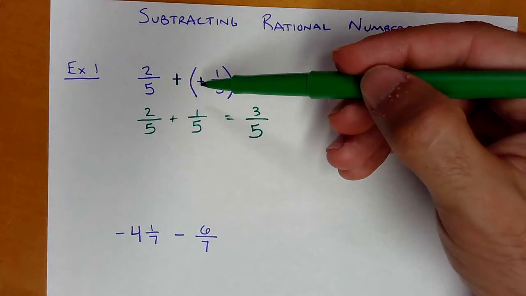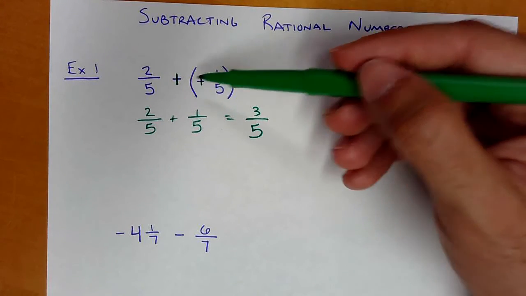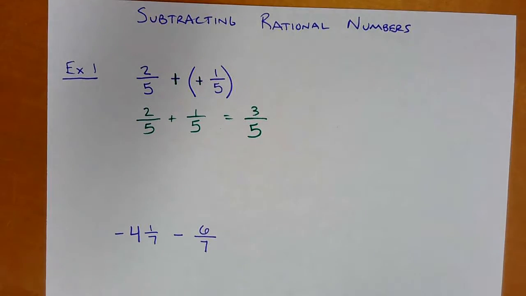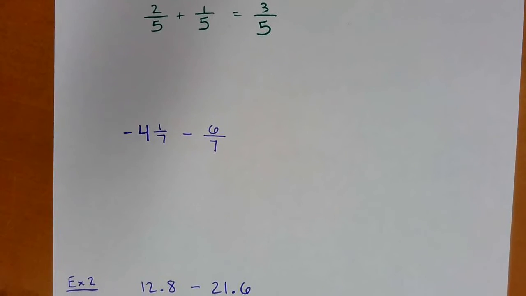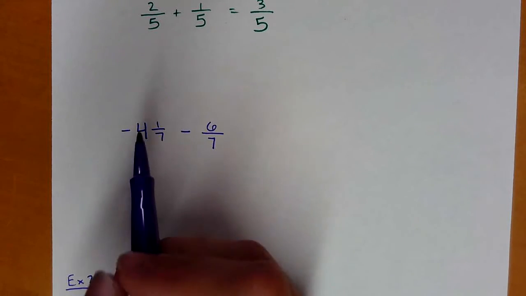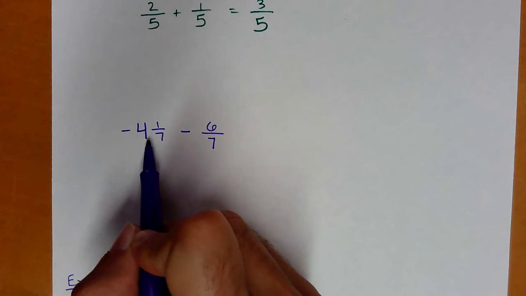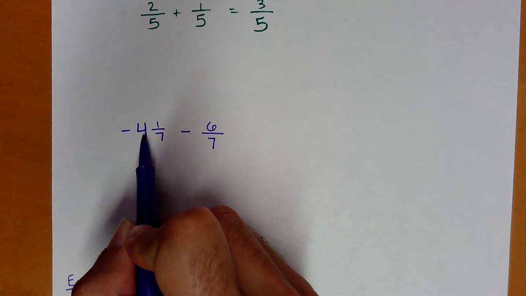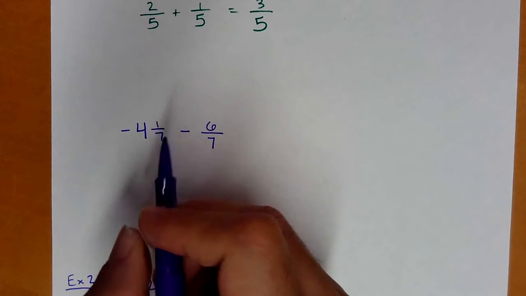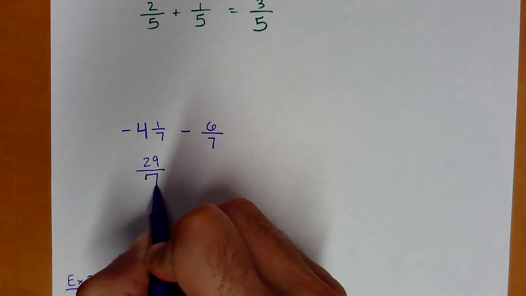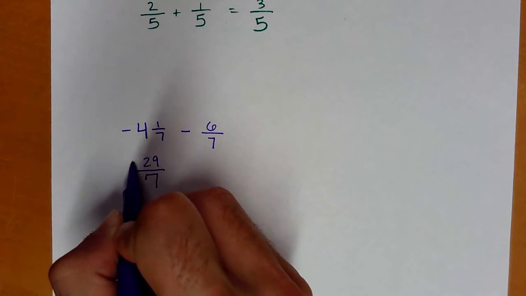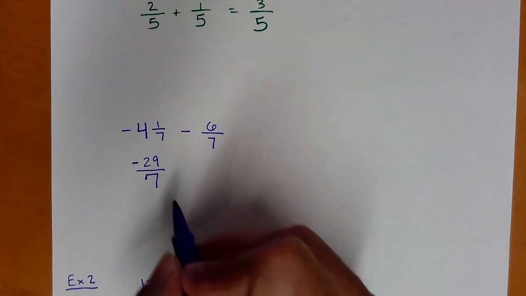So I followed my integer rules for subtracting a negative, and then I followed my fraction rules. Negative 4 1/7 minus 6/7. Again, changing a negative mixed number, I'm going to do 7 times a positive 4, which is 28, plus 1. So it leaves me with 29 sevenths. And I account for that negative. I'm going to put it right there on my numerator.